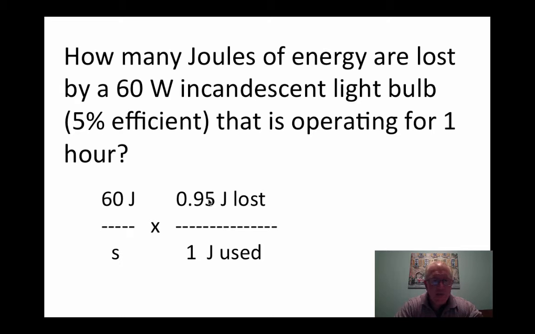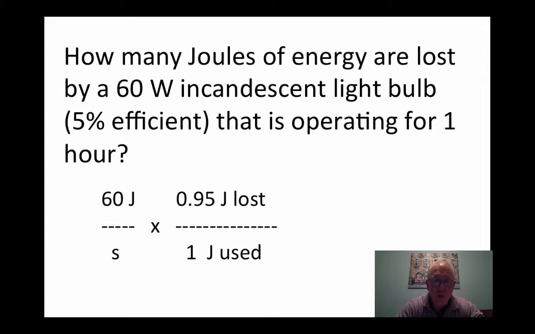All right, if 5% is used and I'm looking for the amount that's lost, here's one way of looking at it. There's other ways of looking at it. But I could say with my percent that there's 0.95 joules lost for every 1 joule used. And that would certainly be a good ratio here, setting up the 5% efficiency, meaning 95% lost. But again, I could have done 95 over 100 if I wanted to. That would have worked equally well.